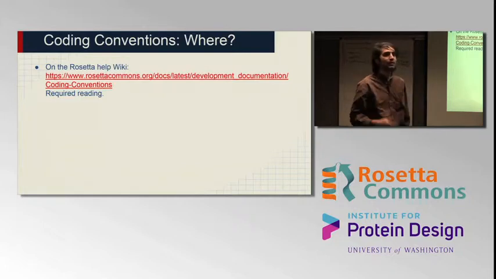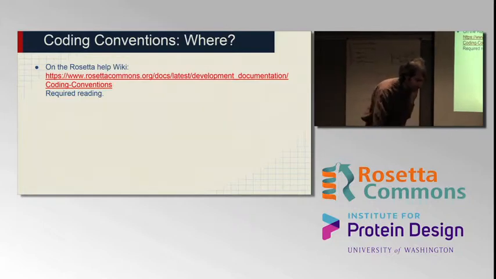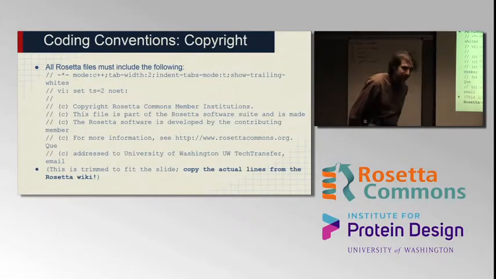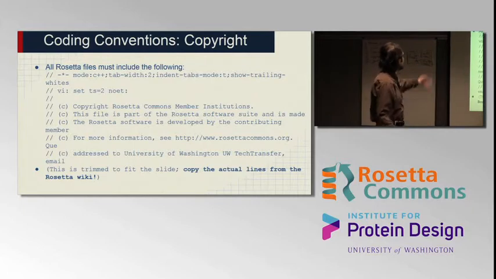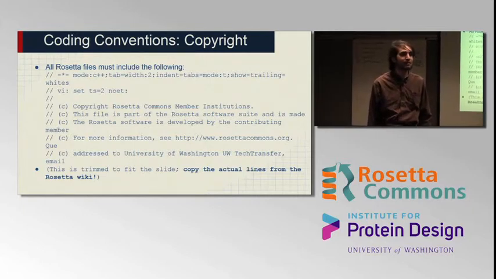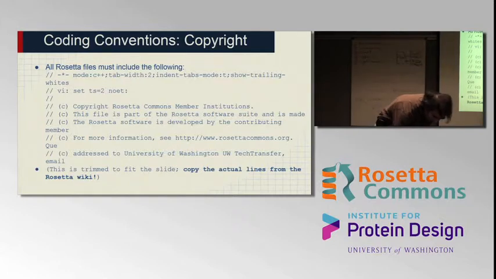There are coding conventions on wiki.rosettacommons.org and on the documentation wiki. Read them, familiarize yourself with them. I'm going to go over them briefly. Any Rosetta file is supposed to have this copyright notice at the top. You can just copy and paste it from other files.